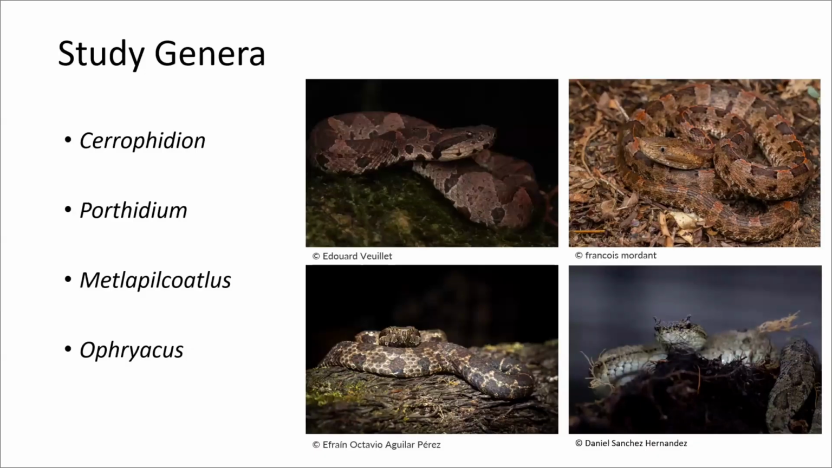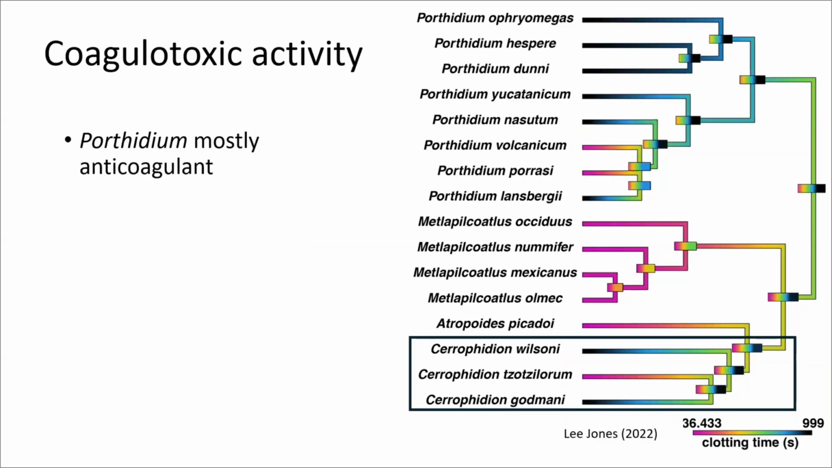So my study genera, I look at Cerrophidion, or the montane pit vipers, Porthidium, the hog-nosed pit vipers, Metlapilcoatlus, which is formerly Atropoides, they're the jumping pit vipers, and Ophryacus as well, which are the horned pit vipers. This was some work that I did in my honors.